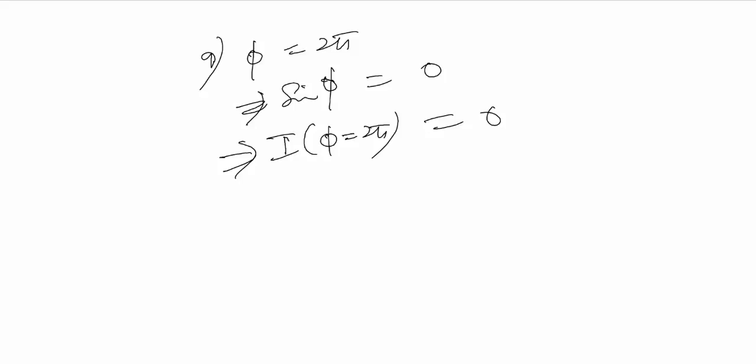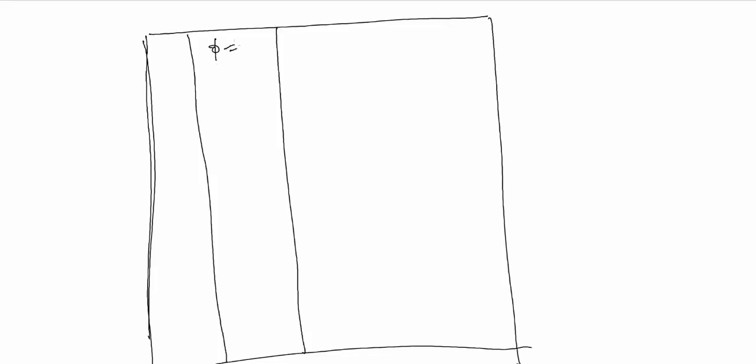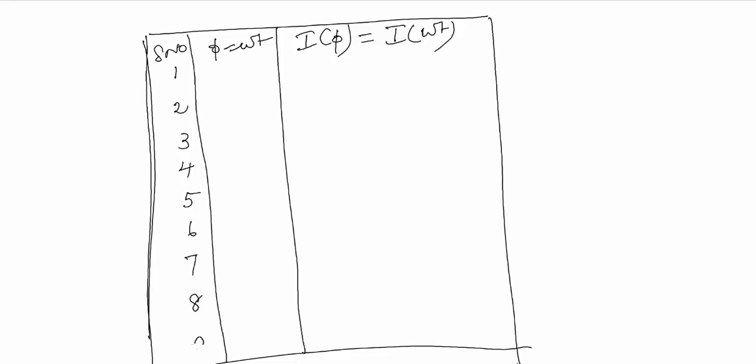So now that we have got all these values, we will just draw the tabulation for all the 8 of them, as I am going to show you now. Here a complete tabular column will have serial number, phi equal to omega t, then I as a function of phi, equal to I at omega t. You will have 9 entries: 1, 2, 3, 4, 5, 6, 7, 8 and 9.